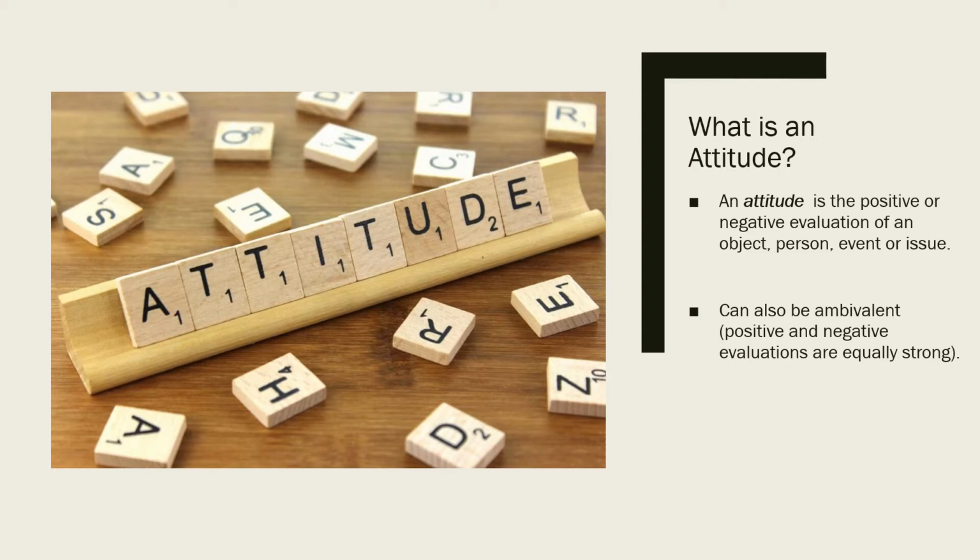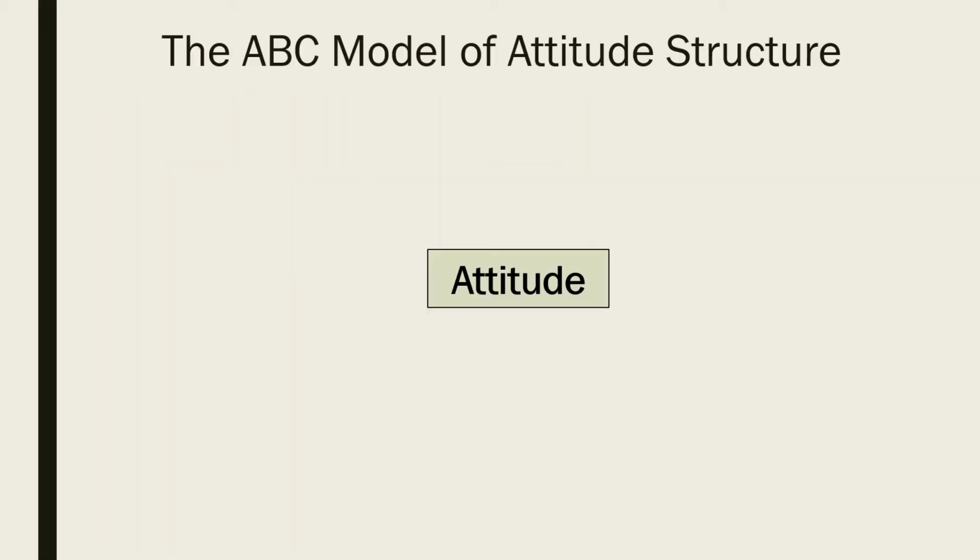Many people like to distinguish between attitudes, beliefs, which are our estimate of the probability that something is true, and values, our lasting beliefs about important life goals. However, these often support our attitude. The ABC model, known as the tripartite model, breaks attitudes down to their three components and shows how these various components of an attitude are related.